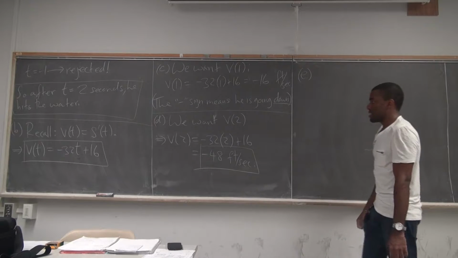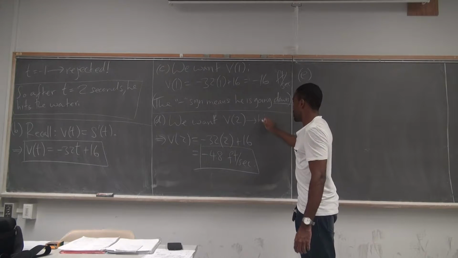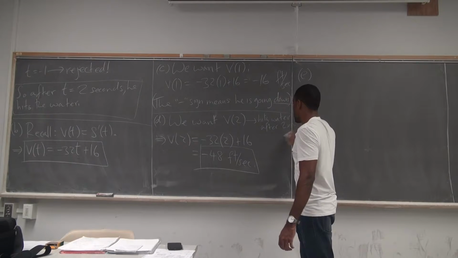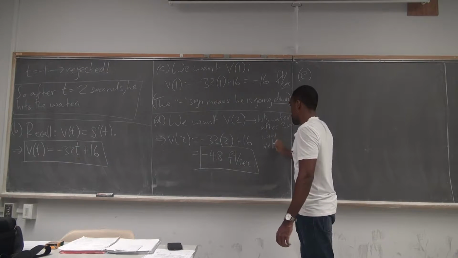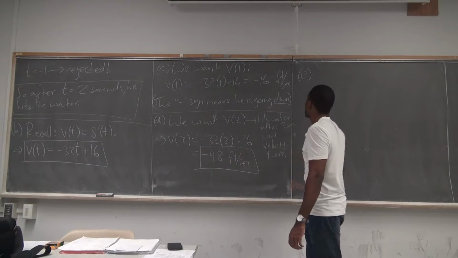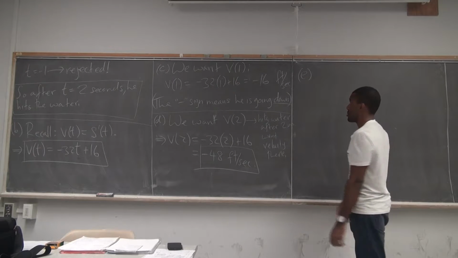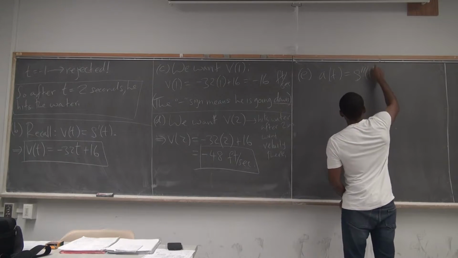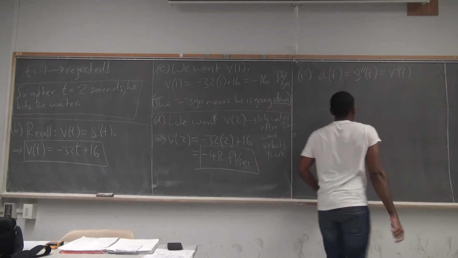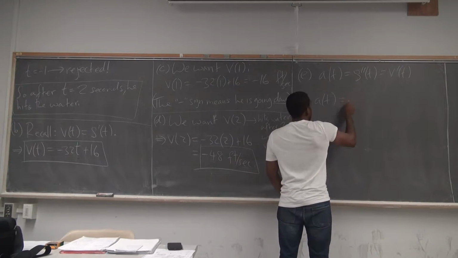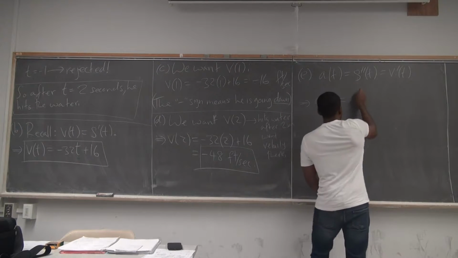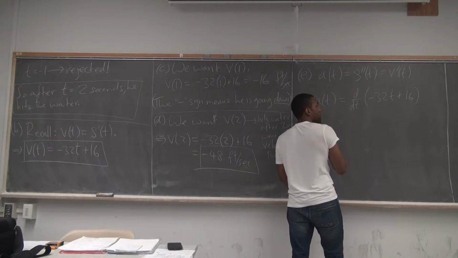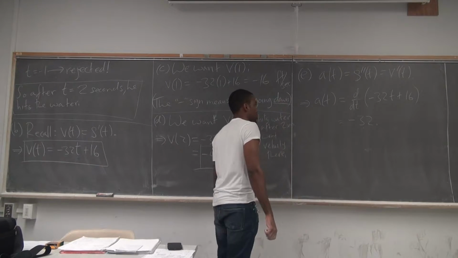E asks, what function describes his acceleration? Because I know here it's water after 2 seconds, want velocity there. Acceleration? That's, now we have the second derivative. The acceleration is the second derivative of position, or equivalently is the first derivative of velocity. So this is just the derivative with respect to t of minus 32t plus 16, which is just minus 32. So his acceleration is actually a constant.